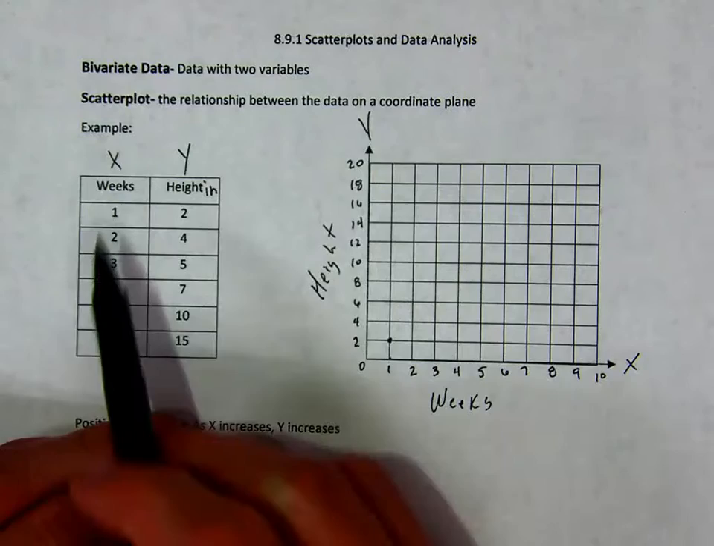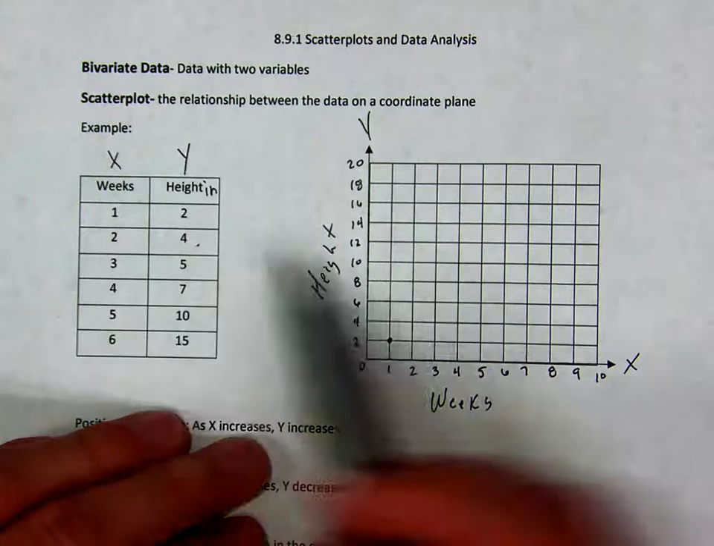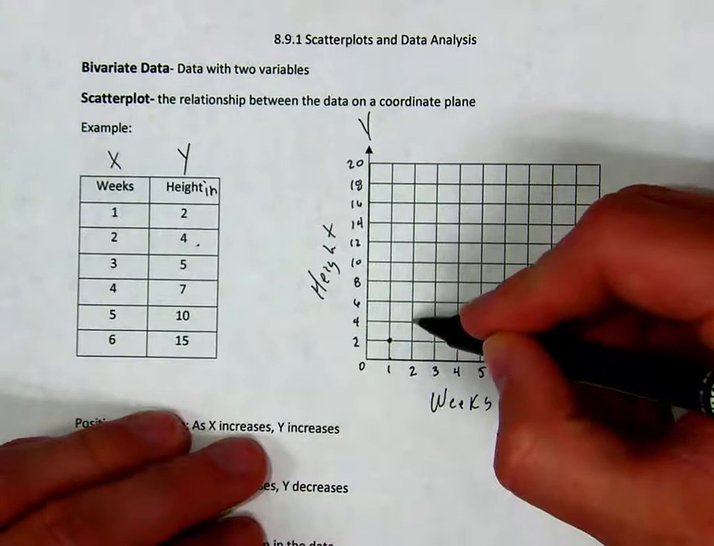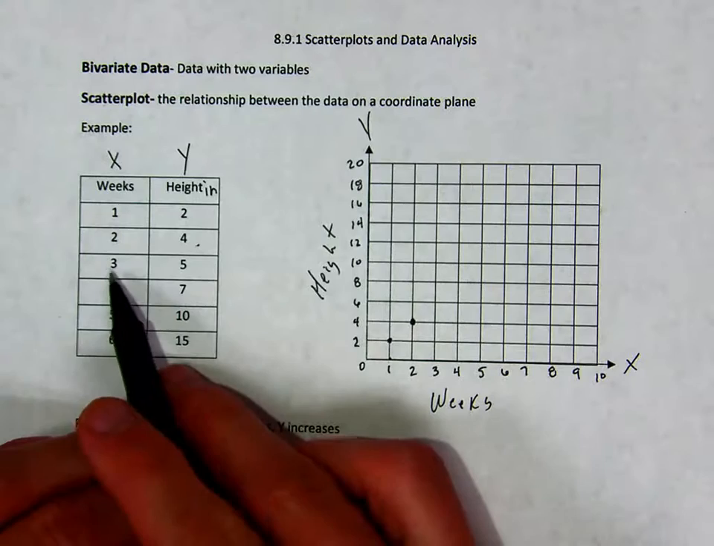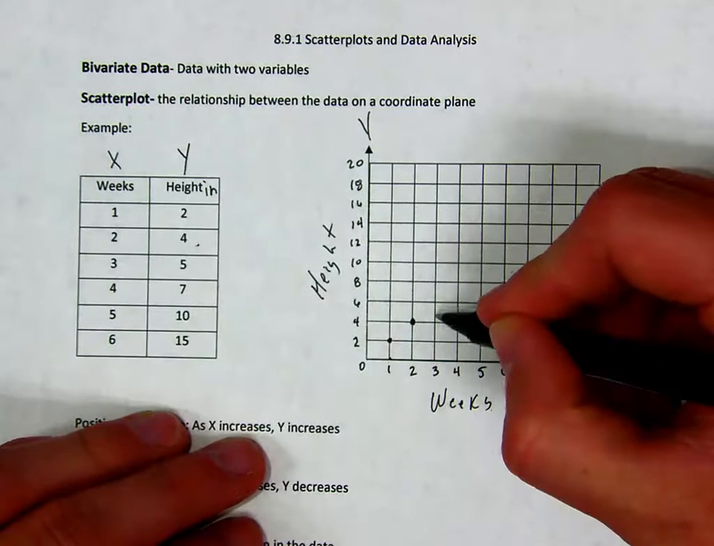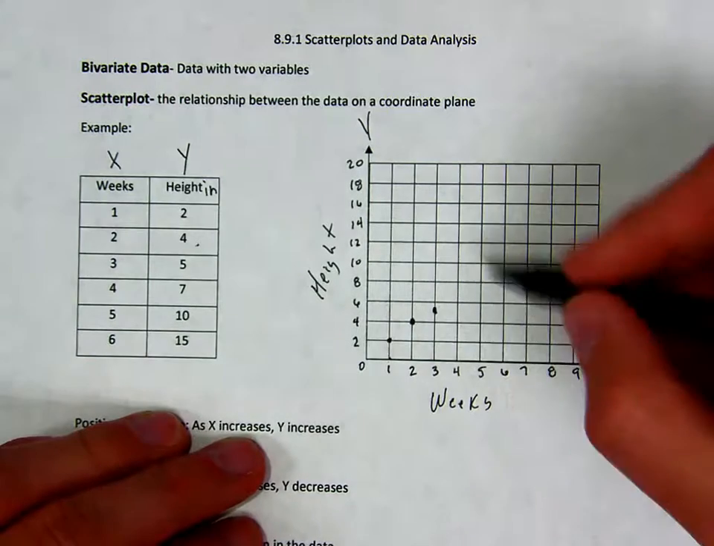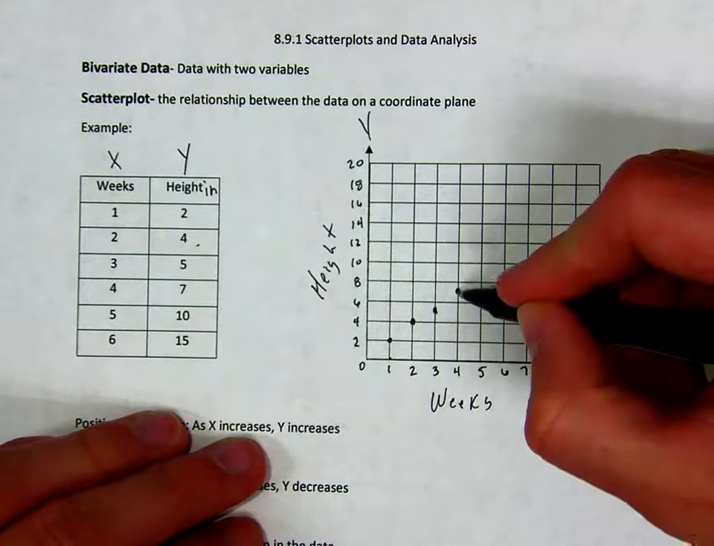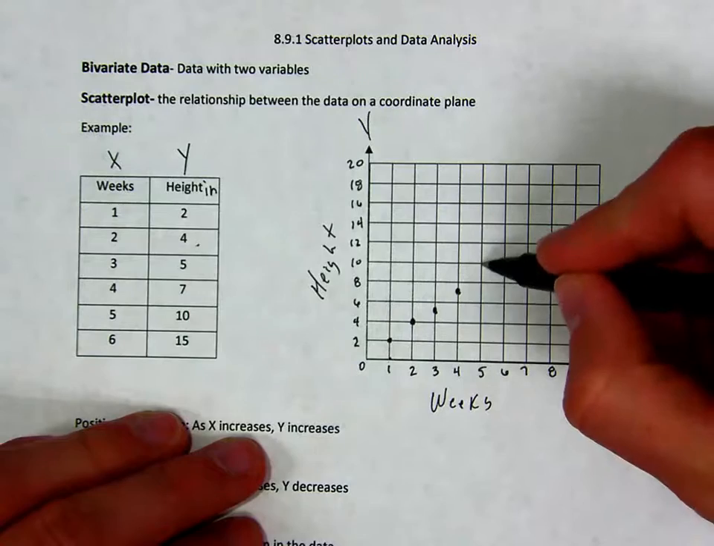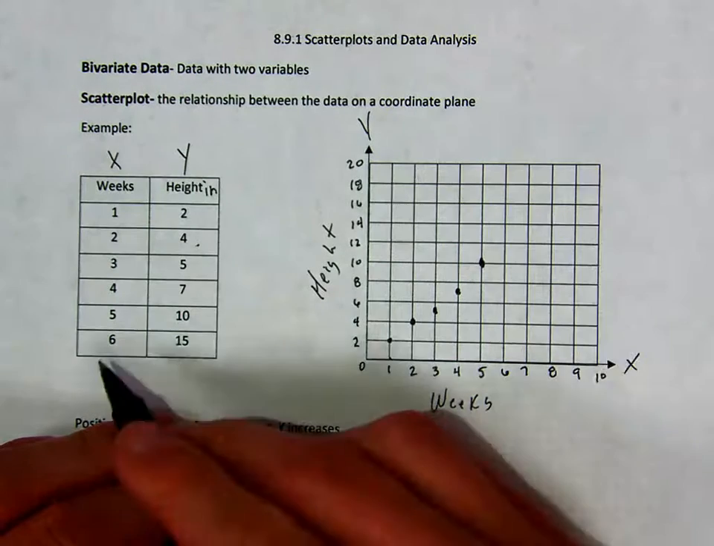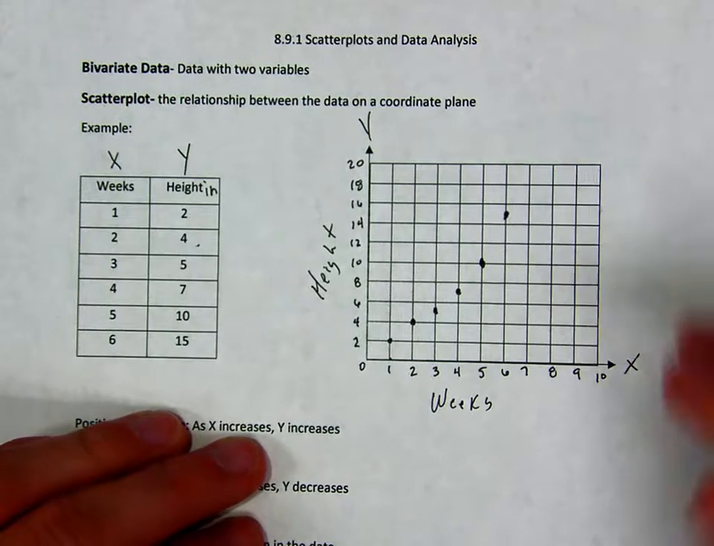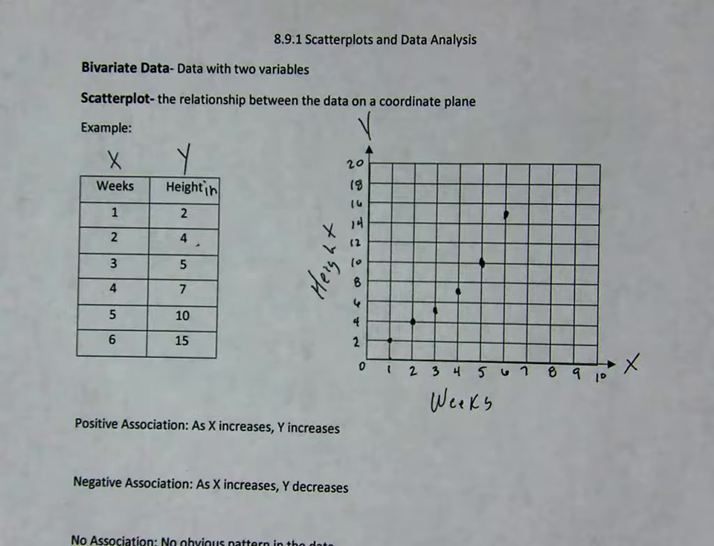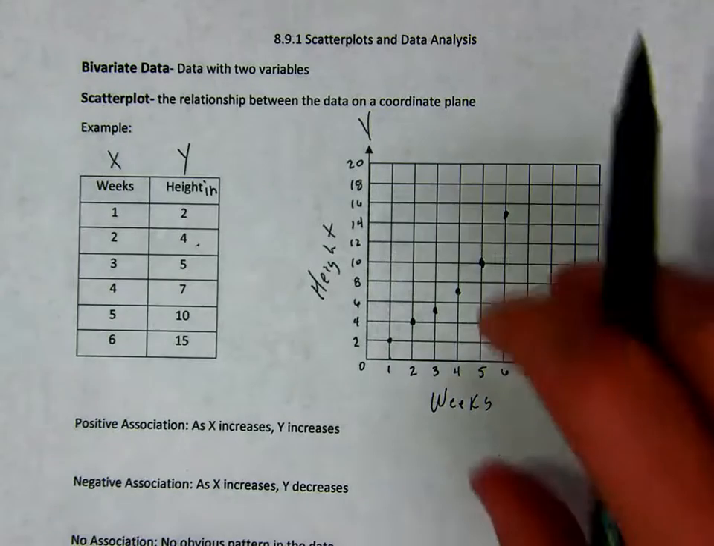Our second point is 2, 4. So at week 2 it was 4 inches tall. I think you get the point here, so I'll go ahead and graph these pretty quick. 3, 5, 4, 7, 5 and 10, 6 and 15. So that's all of our data graphed on our coordinate plane.